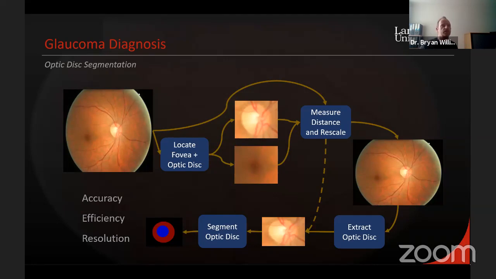So the second approach is to try to do it in a more semantic way, a more meaningful way, in a sense. So that means trying to locate features that we know should be relevant and then try to combine those in a useful way that clinicians may not be able to do by themselves. So in this case, we might try to look at the location of the fovea and the optic disc. What that's going to do is allow us to zoom in on the optic disc. We might use the fovea to get some idea of scale and orientation. After that, we could try to extract the optic disc region and then to segment the boundaries of it.